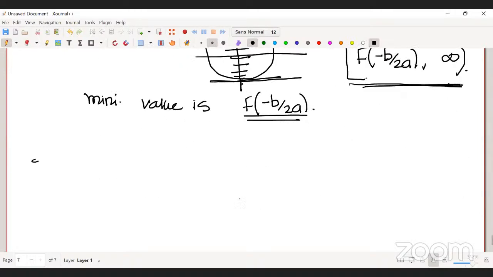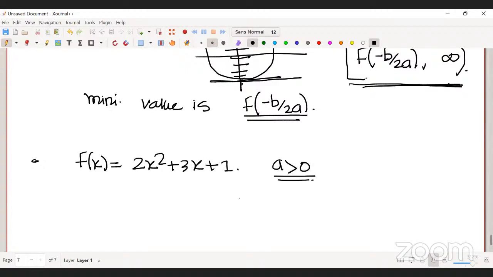So for example, you take this function f of x is equal to 2x square plus 3x plus 1. Now here a is positive, right? A is positive, so this parabola opens upward. So what is the minimum value of this parabola? Minus 3/4. Minus 3/4. Minimum value of the parabola is minus 3/4.